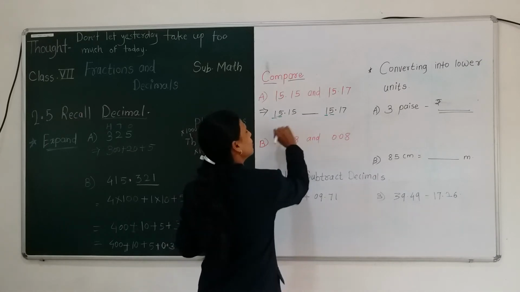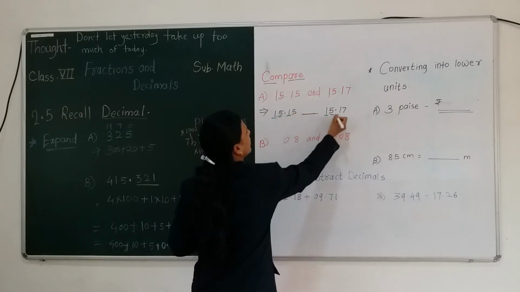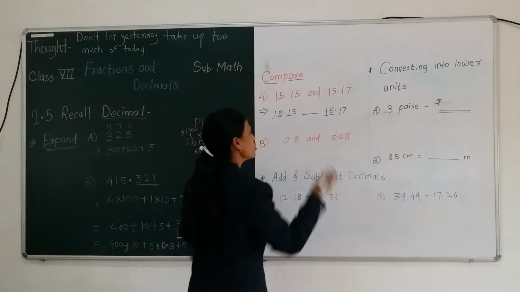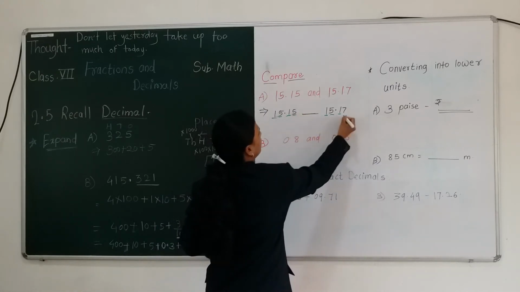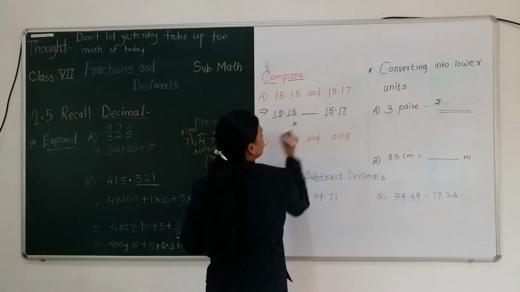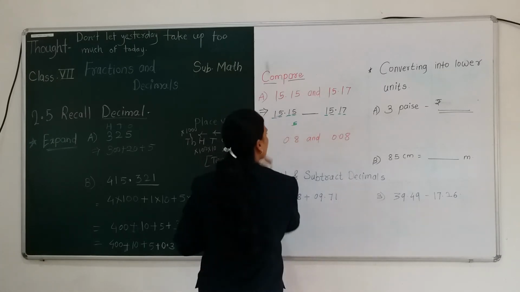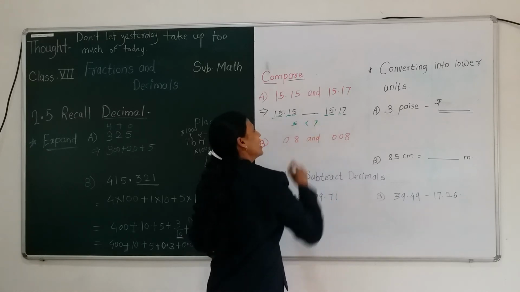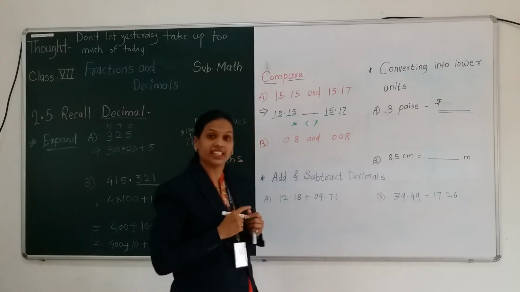Now check the number after the decimal point. Again here I have 1, here I have 1. So we cannot compare. Now check the next digit. Here I have a 5 and here I have a 7. So my dear students, can you tell me which is the greater number, 5 or 7? Very good. 7.